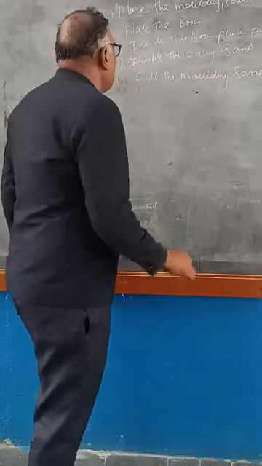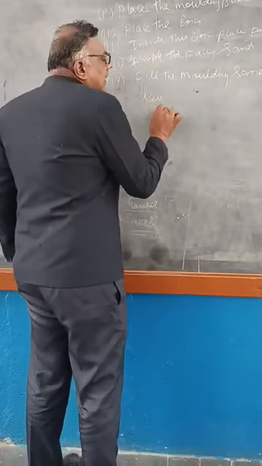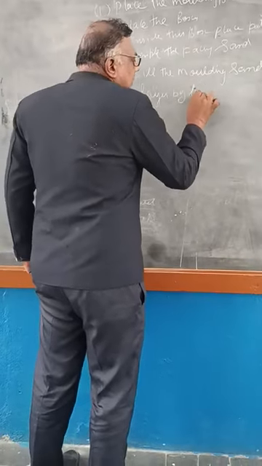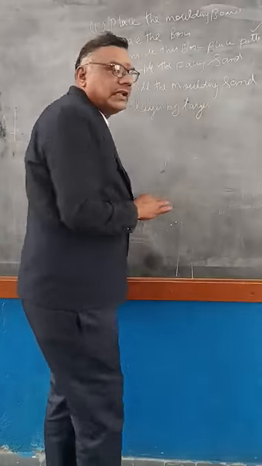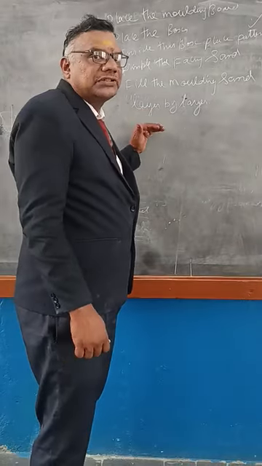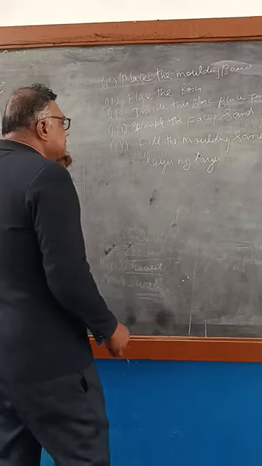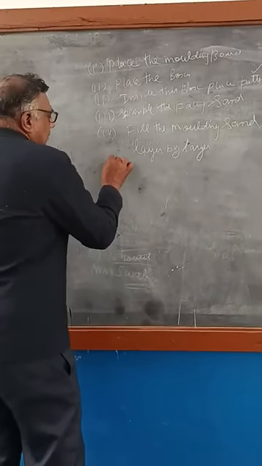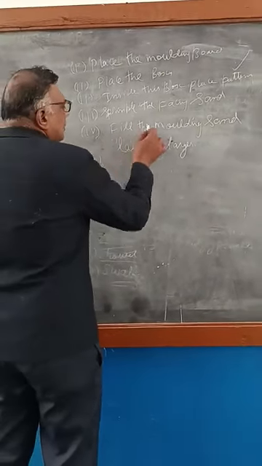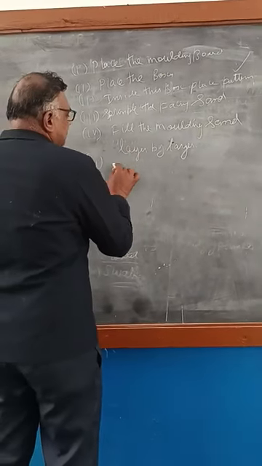Fill the molding sand. The main thing is layer by layer. First one layer is filled. By using a rammer, we have to ram all the area, right? Similarly, fill the molding sand layer by layer and ram it until it is done.